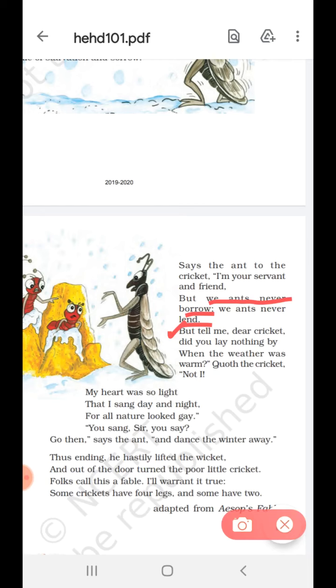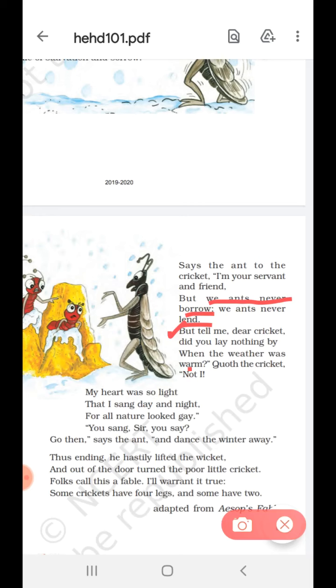Clear? Then the cricket replied that he was very happy when the nature looked good and bright. He said that he had been singing all day and night because of happiness, because the weather was warm. Then the ant sarcastically replied that if he had been singing during the summer, now he can go and dance till the winter ends. Okay?